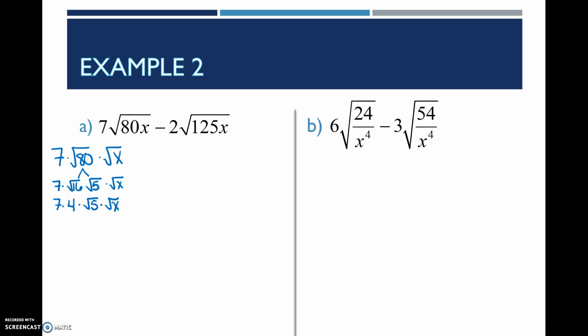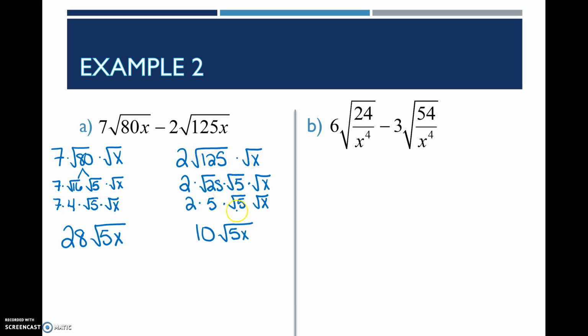So once we have all of this stuff, 7 times 4 is 28. And then the square root of 5, square root of x, those can be combined under the same radical. 28 times the square root of 5x. I want you, on your own, to try to simplify 2 times the square root of 125 times the square root of x. Pause the video, try this problem on your own.